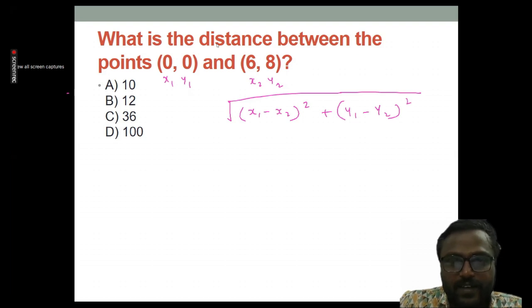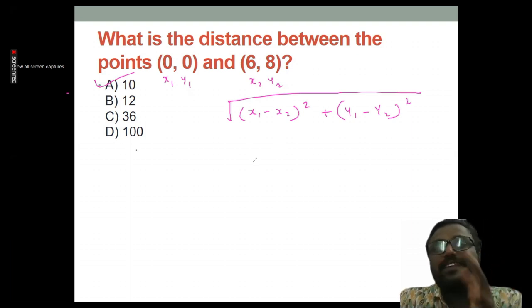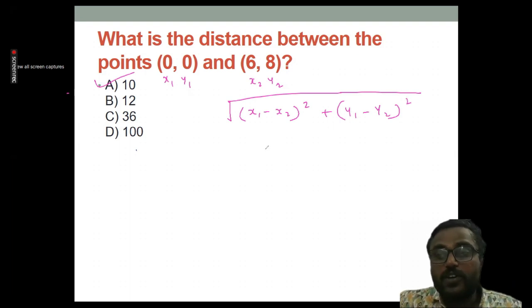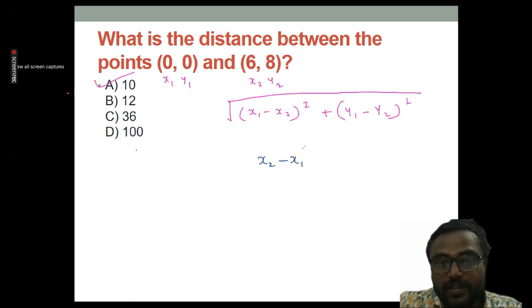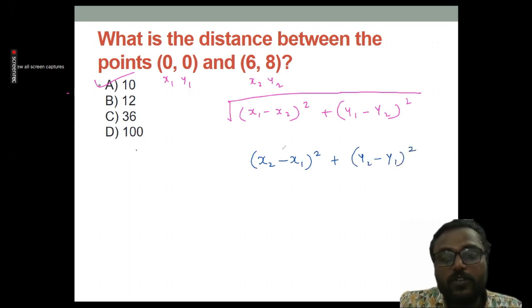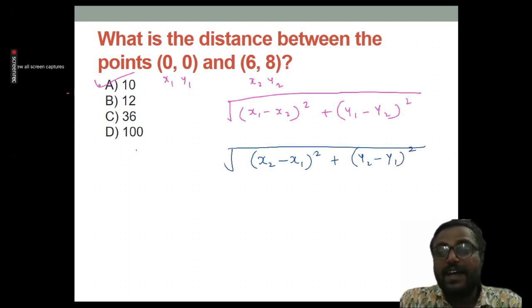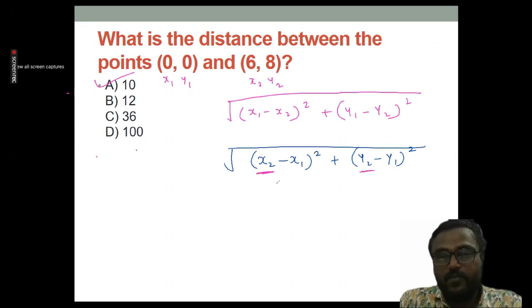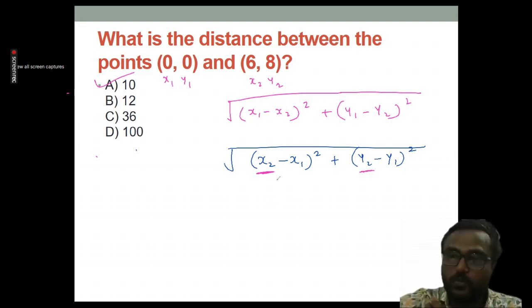Frederick says it is A. Daniel says it is 10. All of you got it right. And remember one thing: it's not that you need to follow the same series like x1 minus x2. You can even do it this way: x2 minus x1 whole square plus y2 minus y1 whole square. It's just that you need to keep the numbering consistent. Like if it was x2 over here, you need to keep y2 over here.